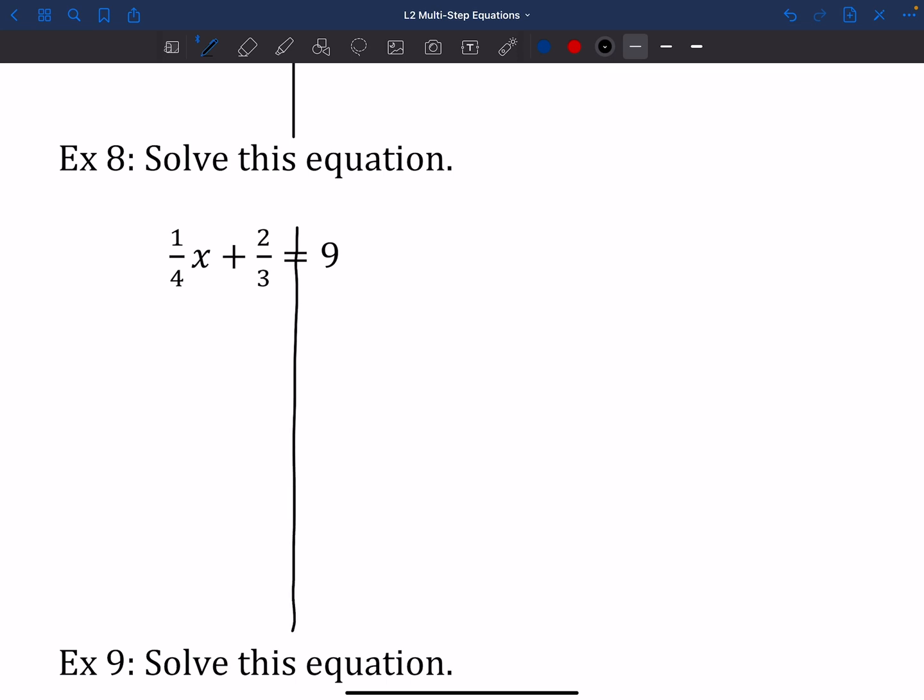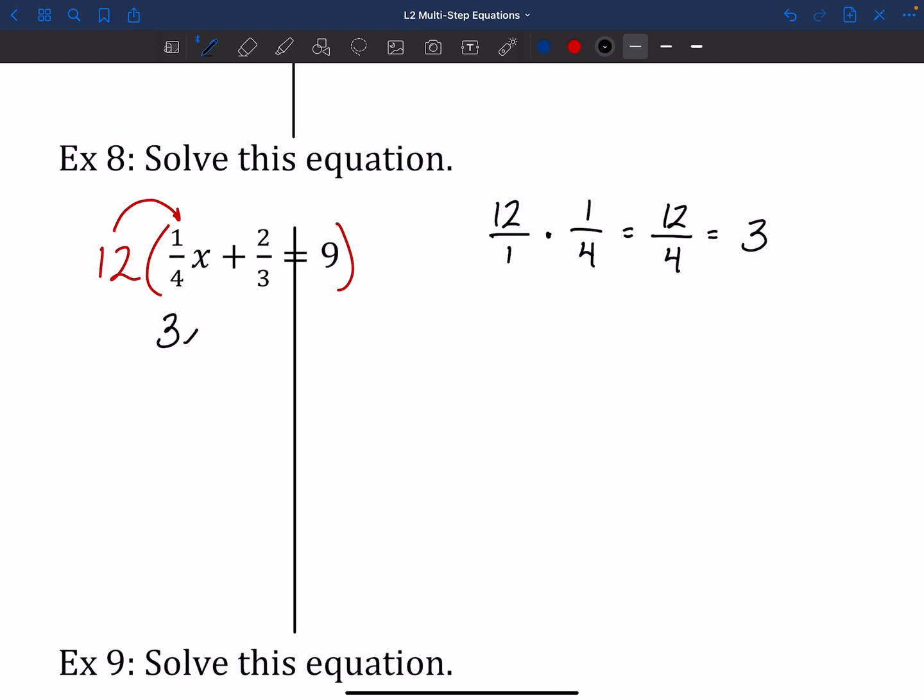So on one like this, I'm looking at my two different denominators, which are 4 and 3. So 4 times 3 is going to give me an easy common denominator. That's 12. Then I'm going to distribute that in there. So 12 times 1/4. Again, think about 12 as 12 over 1 times that 1 over 4. Tops multiply, the bottoms multiply, and you wind up with 3 if you simplify it down.